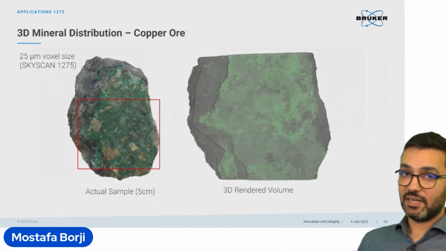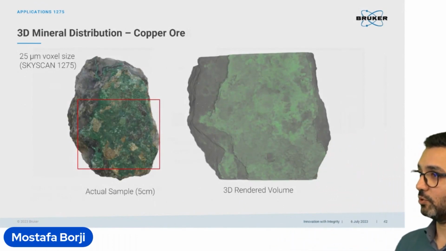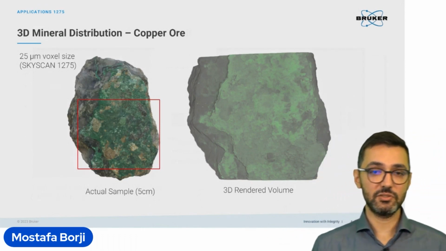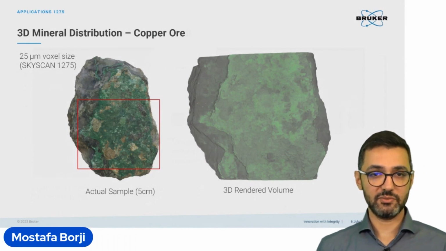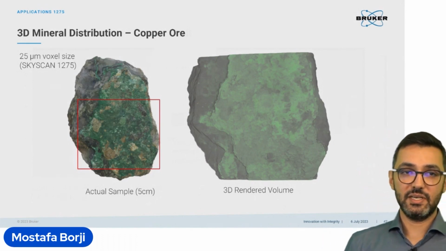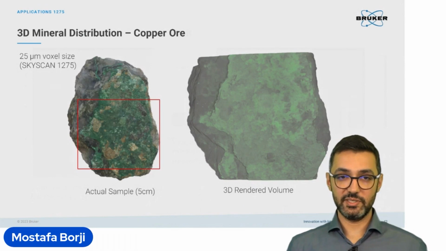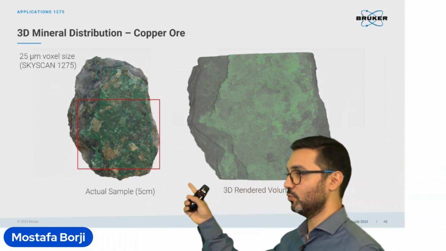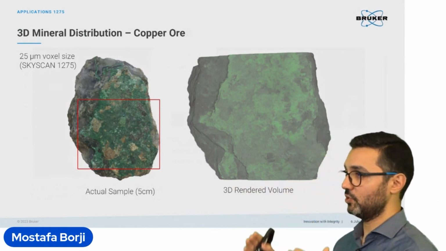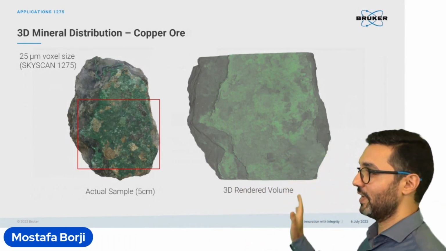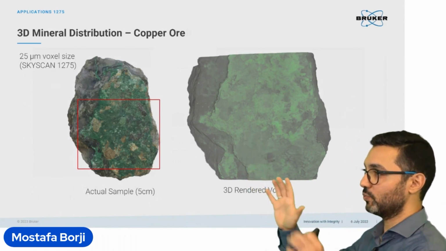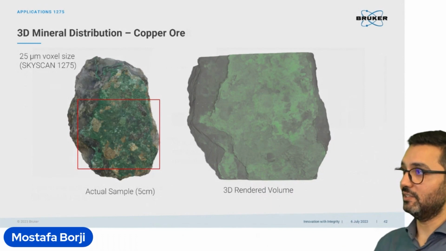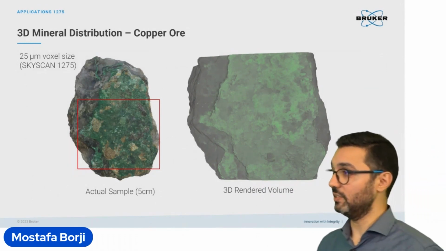Another example that we have here is about copper ore. The sample itself is about 5 centimeters large. So this is the size of the sample. And we have done a 25 microns voxel size on this as well. The red box over here shows the area which is scanned. And here we have a 3D rendered volume. Of course, we can see the internal structure as well and see different slices in 3D as well.